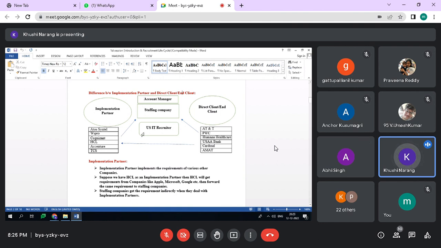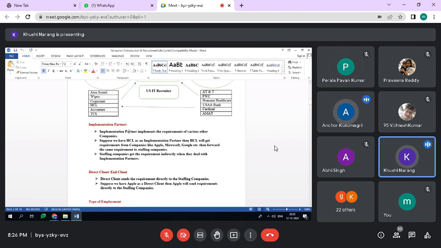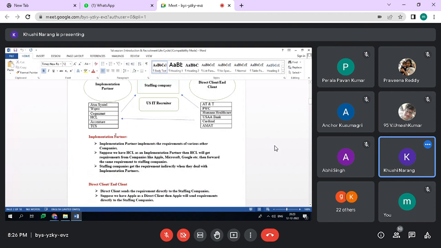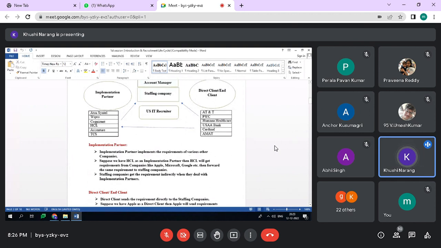So here it is written, yes ma'am, it's clear, that an implementation partner implements the requirements of various other companies. Whose requirements does the implementation partner implement? Other companies', right? Which are direct clients. Suppose we have HCL as an implementation partner, then HCL will get the requirement from companies like AT&T, Microsoft, Google, PwC, etc. and then forward the same requirement to the staffing companies. That means the staffing company gets the requirements indirectly when they deal with an implementation partner.